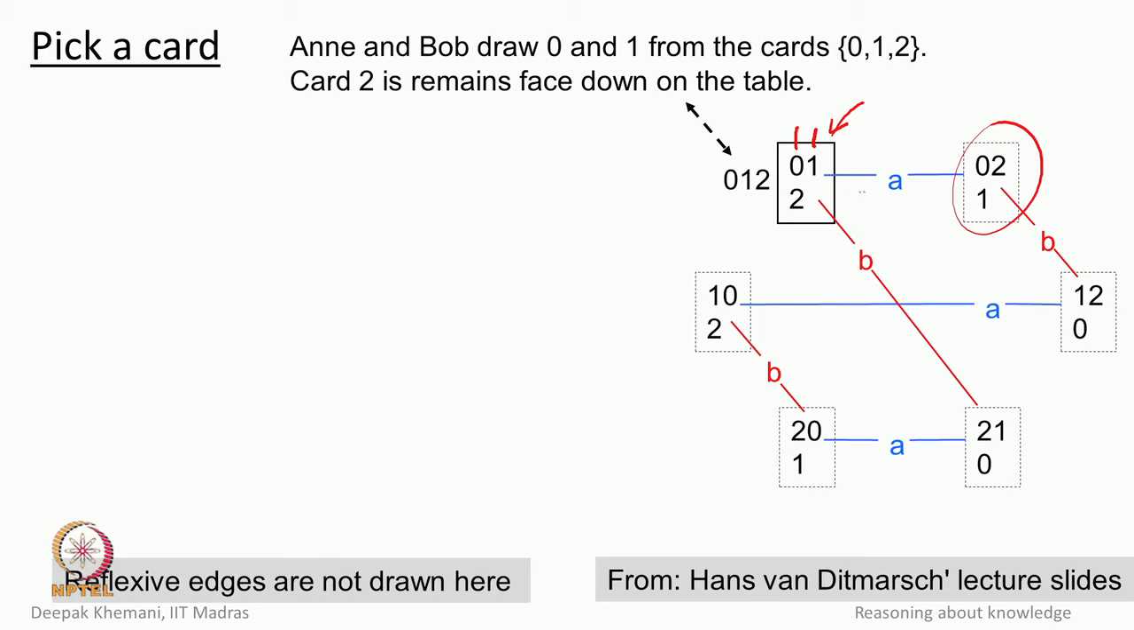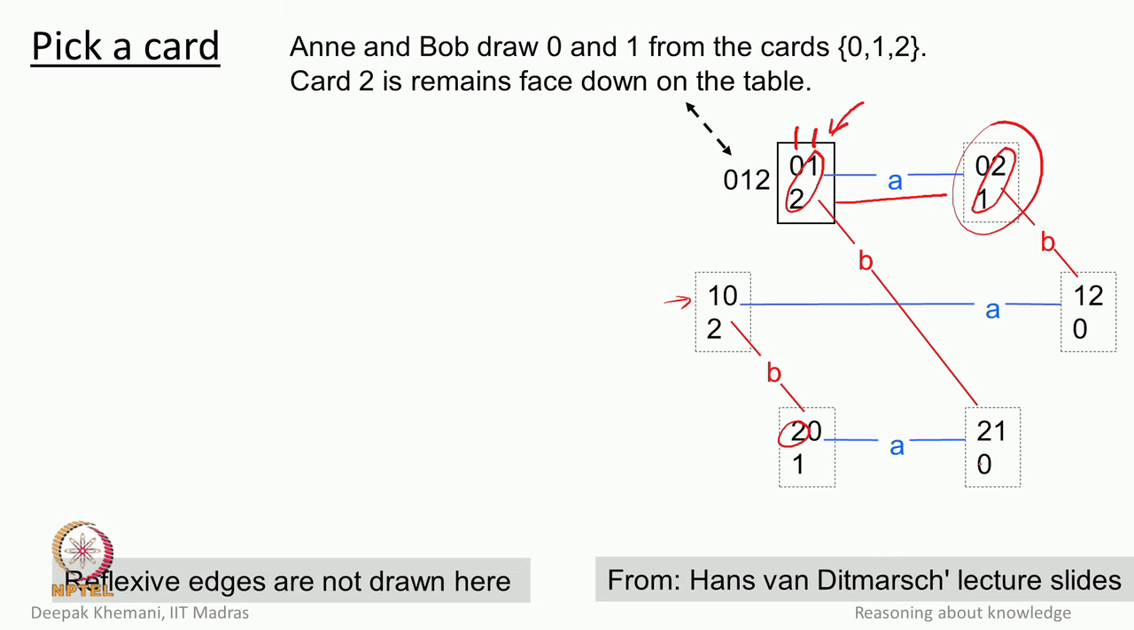Now, you can see that Annie cannot distinguish between these 2 states, because all Annie knows is that she has got 0. She does not know whether Bob has got 1 or Bob has got 2 and the other card is on the table. So, these 2 states, where Bob has 1 and 2 is on the table, or Bob has 2 and 1 is on the table, Annie cannot distinguish. That is why we have an edge between these 2 possible worlds. Likewise, when Annie holds 1, she cannot distinguish whether Bob holds 0 or Bob holds 2, and when Annie holds 2, she cannot distinguish whether Bob holds 1.